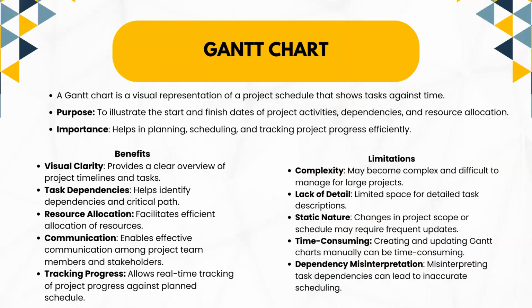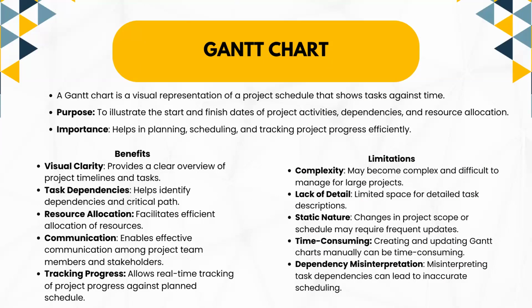Gantt chart. A Gantt chart is a visual representation of a project schedule that shows a task against time. I will be showing a visual representation of the Gantt chart in this next slide. The purpose of it is to illustrate the start and finish dates of a project's activities, dependencies, and resource allocation. Importance: it helps in planning, scheduling, and tracking project progress efficiently.